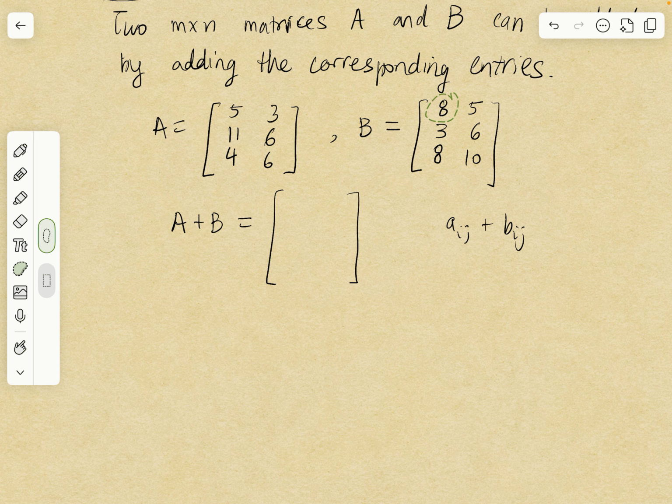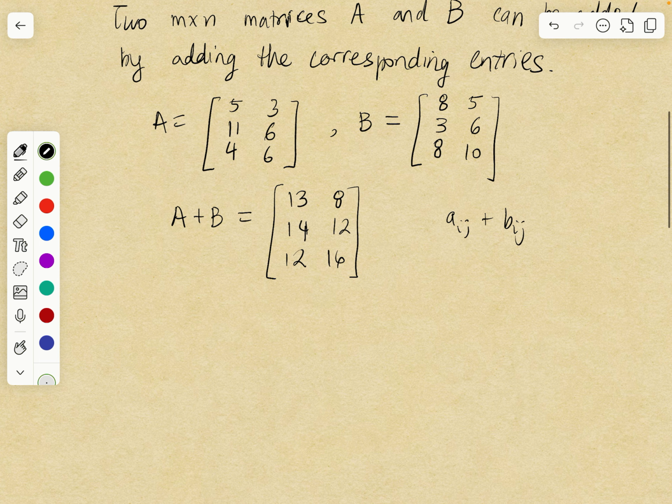So I add the 5 and the 8 to give 13. And then if I add by column, I'll do 11 plus 3, and then 4 plus 8, so I'll get 14 and 12. And then the second column will be 8, 12, 16. Right? So pretty straightforward, not a whole lot to say about that.